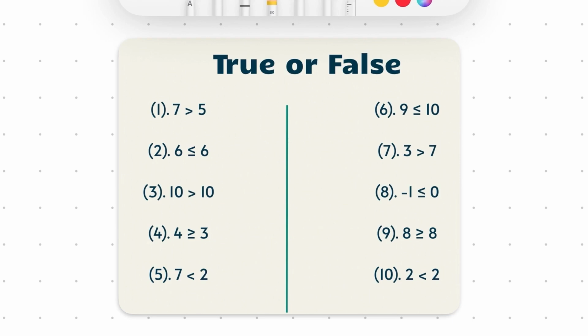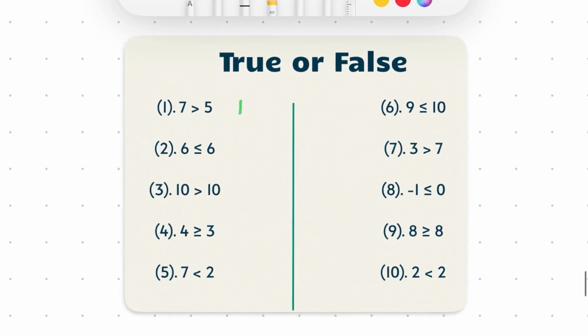Okay, so the first one tells us that 7 is greater than 5. We know that this is true because 7 is indeed larger than 5. The second one tells us 6 is less than or equal to 6. Remember that as long as both values are the same or the value on the left is less than the right, it is true. So therefore, this is true.